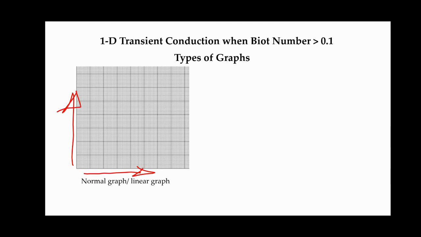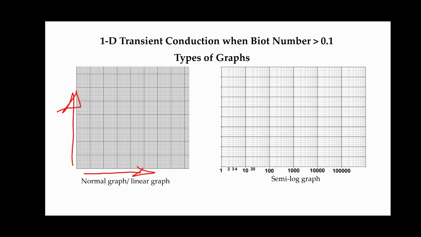But in transient conduction we will not be using a regular graph, or the data will not be represented on a regular graph, because here the values range from 1 to maybe a million or a billion. So it will be in the form of 1, 10, 100, 1000, 10,000, like that. So it will be multiples of 10. For that purpose we go for a semi-log graph.